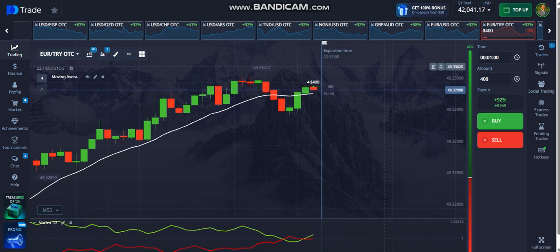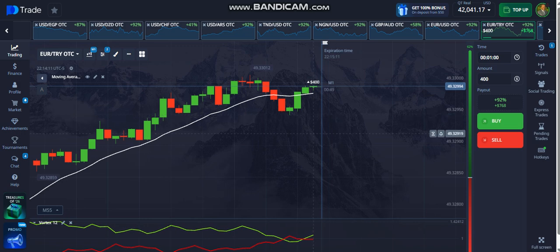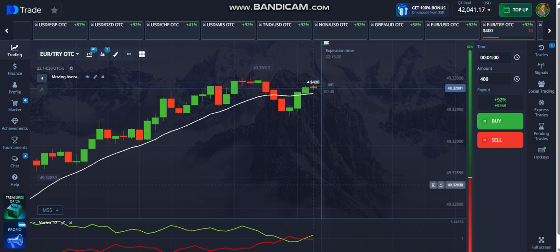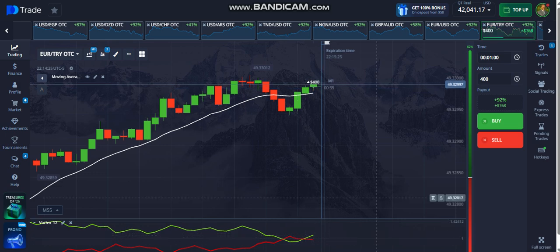Okay, so I'm on the Euro TRY OTC pair, and I just took a buy trade here. I waited for that crossover, the price to close above the WMA line here. In addition to that, you notice the green vortex line crosses the red vortex line. So let's monitor this trade and wait for the expiry.